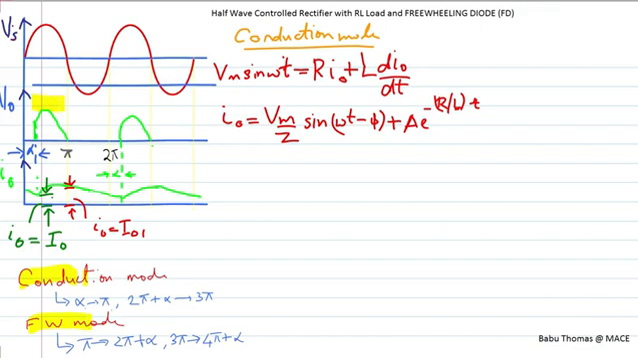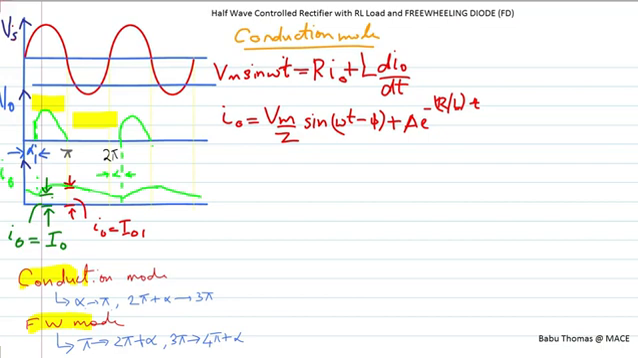This is the region from alpha to pi, the conduction mode, and it repeats at 2 pi plus alpha to 3 pi. The freewheeling mode is from pi to 2 pi plus alpha, and it repeats again from 3 pi to 4 pi plus alpha. Our intention is to find the equation for the current during these two periods.